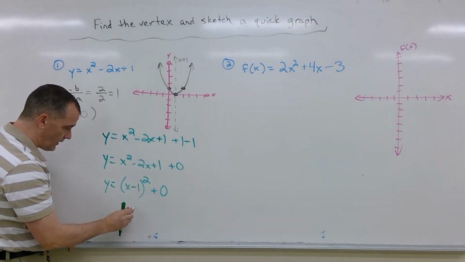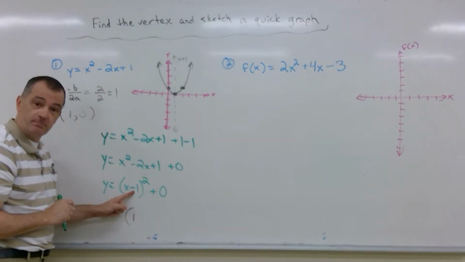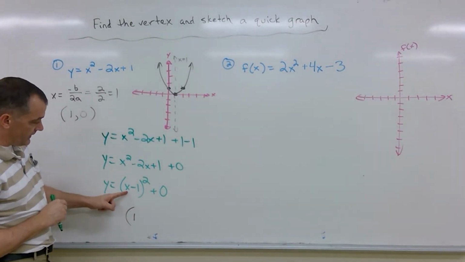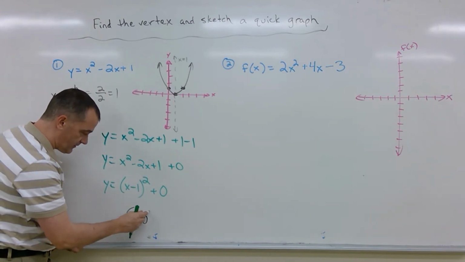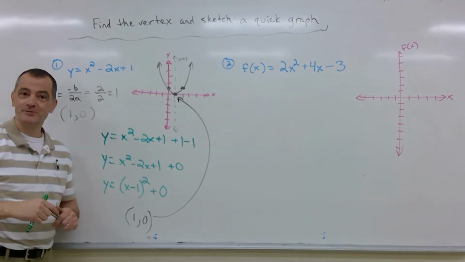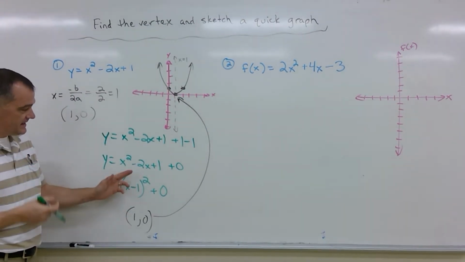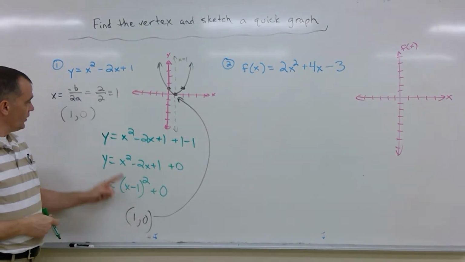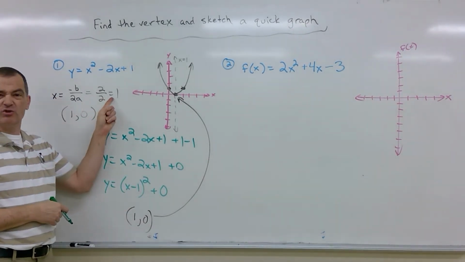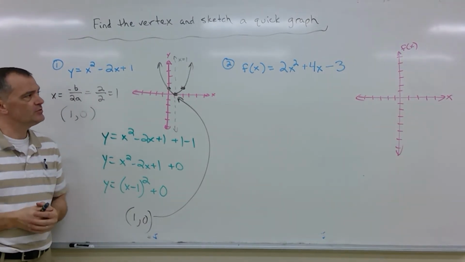Our vertex can be read right off of it. It is 1, the number that causes this binomial to equal 0. So if I plug in 1, the whole thing's going to be equal to 0, and whoa, there it is. There's your vertex. So this formula is nice. It does give you the y value, whereas this formula right here only gave you the x value. So you get the same information from both of them, just two different ways.